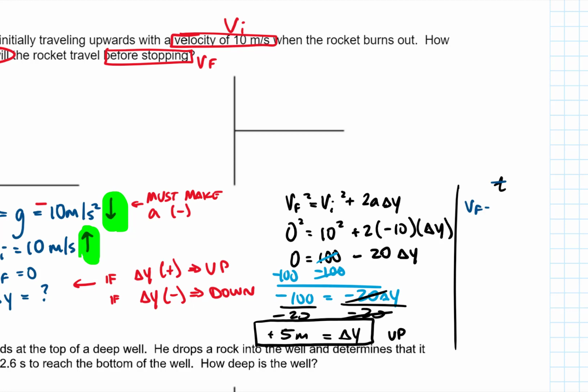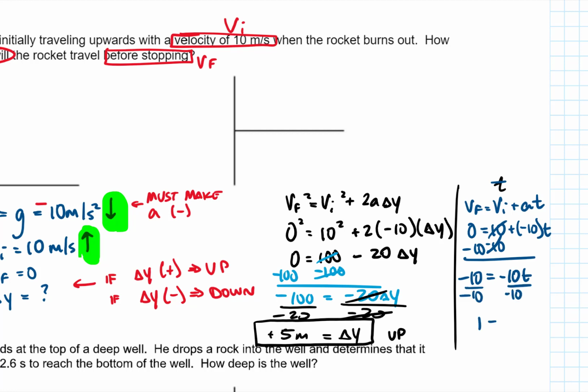And for our next little bit, we want to find the time. So we're just going to use the first equation again because we have everything else. V final is equal to v initial plus at. So I have 0 is equal to 10 plus negative 10t. So subtract 10 from both sides there. I get negative 10 is equal to negative 10t. Divide by negative 10 to get rid of that. I get 1 second is equal to my time.